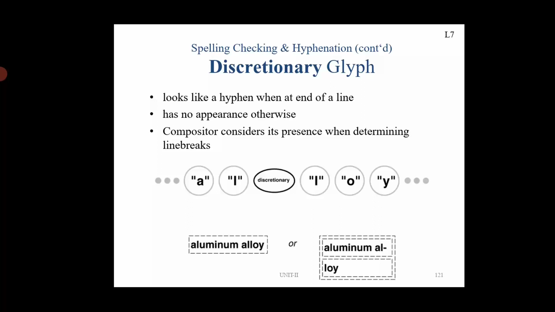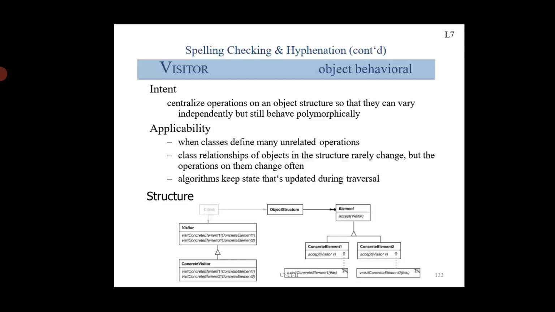The diagram shows how an embedded discretionary can appear. Okay, this is the diagrammatic representation of discretionary.